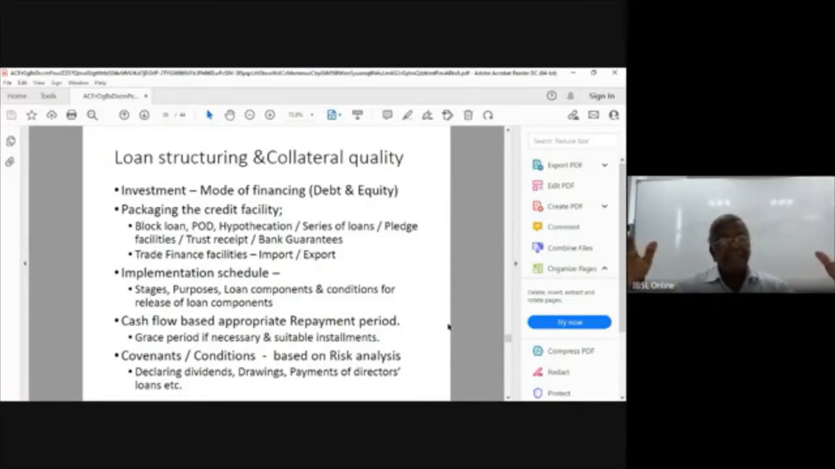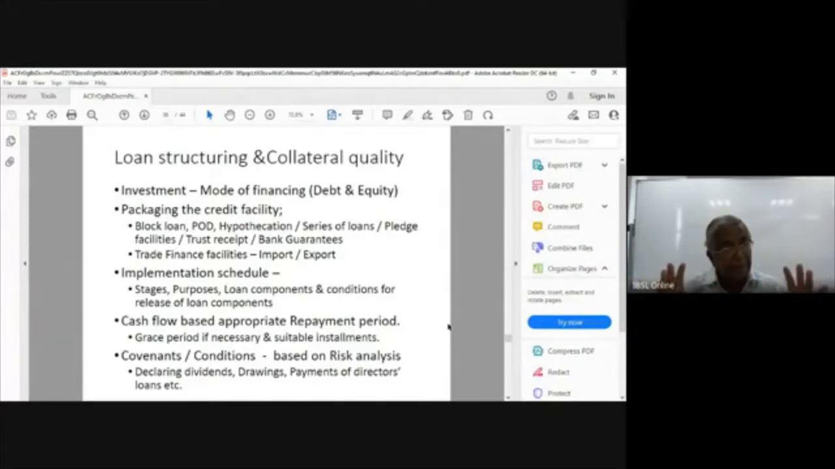Then packaging the credit facility. Now you are packaging it. There are various credit facilities available from you. Now the customer wants various purposes, investment in various purposes you have listed. To match that, you give suitable credit facilities. Maybe you may have to give a block loan, that is, with a medium or long-term repayment, a block loan to construct the building. Maybe to purchase the machineries, plant and machineries, or even other fixed assets, you may give a block loan. With the repayment and everything, you decide.